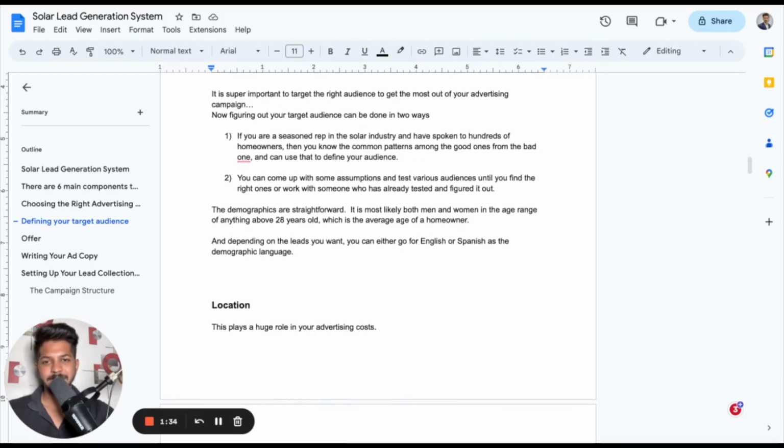The demographics are straightforward. It is most likely going to be men and women in the age range, anything above 28 years old, which is the average age of a homeowner. And depending on the type of leads you want, you can either go for English or Spanish as a demographic language.